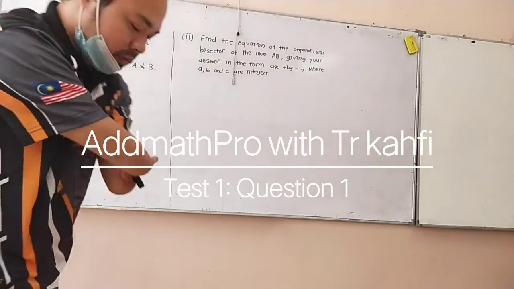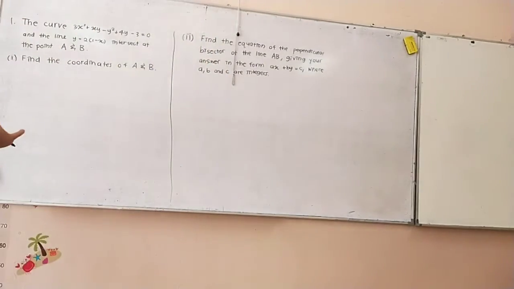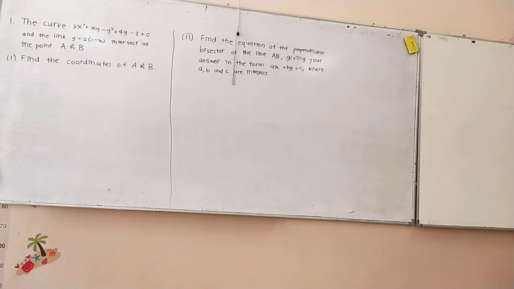Question number 1. For question number 1, it says that there is a curve 3x squared plus xy minus y squared plus 4y minus 3 equal to 0. Then there is another line, y equal to 2 bracket 1 minus x, intersect at point A and B. So what is the coordinate of the intersection point?